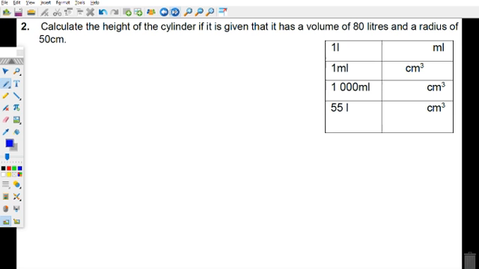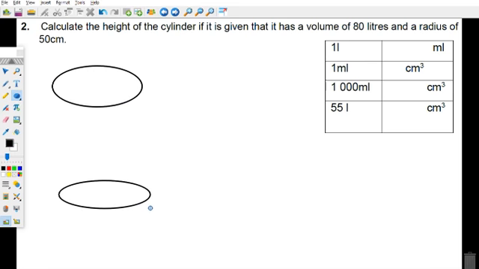Let's look at the next one. Calculate the height of the cylinder if it is given that the volume is 80 liters and the radius is 50 centimeters. Let's break that down. It's a radius of 50 centimeters, so what's my base shape going to be? A circle, exactly. So let's construct a little bit of a shape there. Oh, it's a bit wonky. Let's move that up a bit.